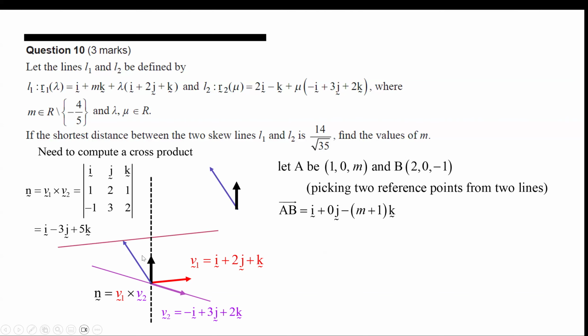And finally, we can extract just the connecting vector and the normal vector. And we can form a triangle. It's like a right angle triangle.